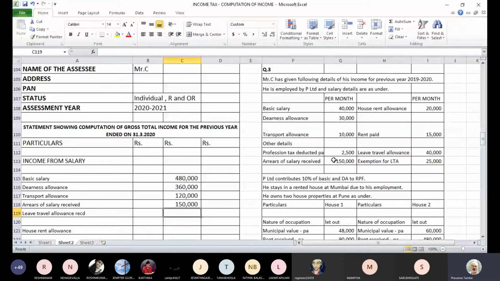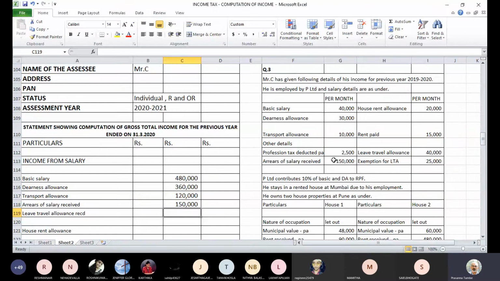Usually arrears of salary are taxed in the year in which you receive the amount of arrears. That is the standard practice, unless it is taxed earlier, which is usually not the case. So in most cases, we assume that it is not taxed earlier unless otherwise given, and we tax it in the year in which the arrears are paid to the concerned employee.